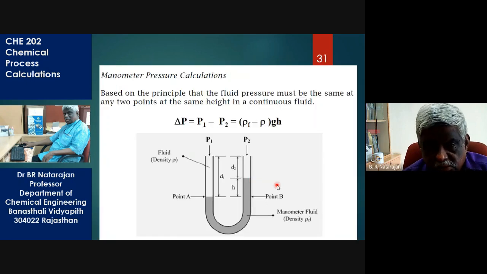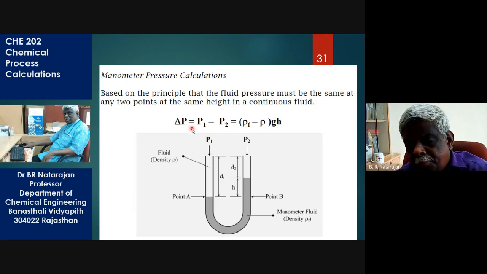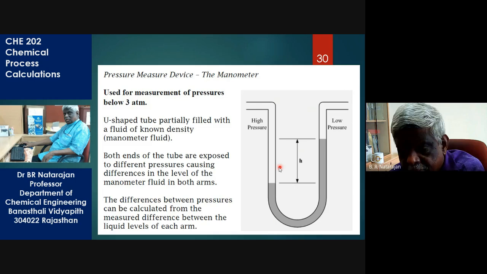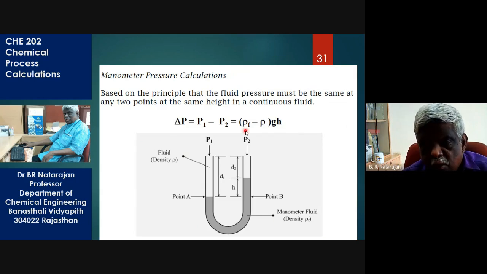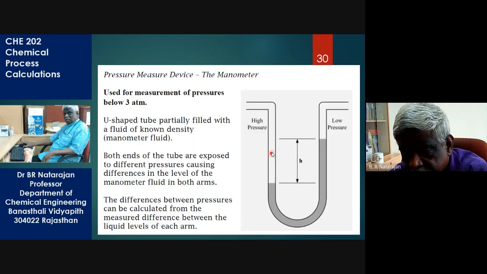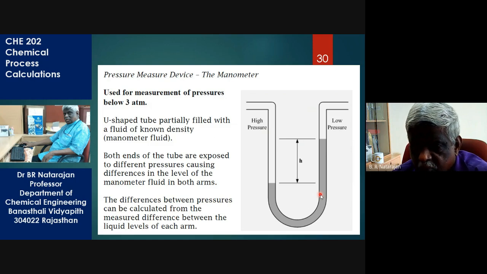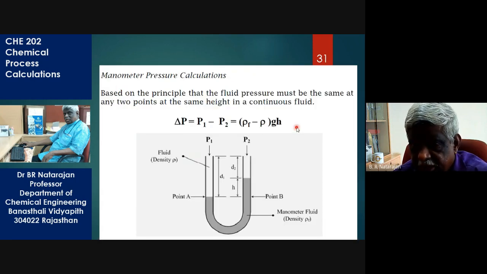Next, manometer pressure calculation. Based on the principle, the fluid pressure must be the same at any two points at the same height in a continuous fluid. The change in pressure, delta P, will be P1 minus P2, the pressure on this side and the pressure on this side, and that equals (rho F minus rho) into g into h. Remember, this space is air and this is the fluid, so it is rho of fluid minus rho of air, into g into h.